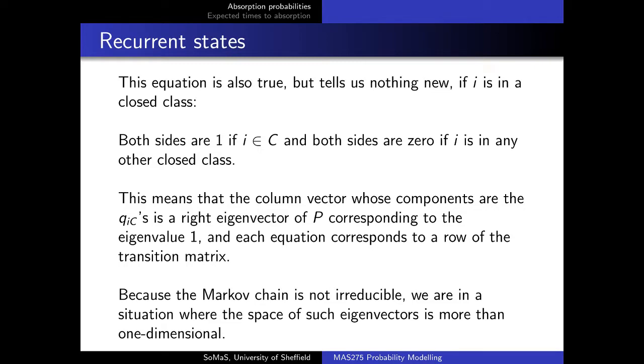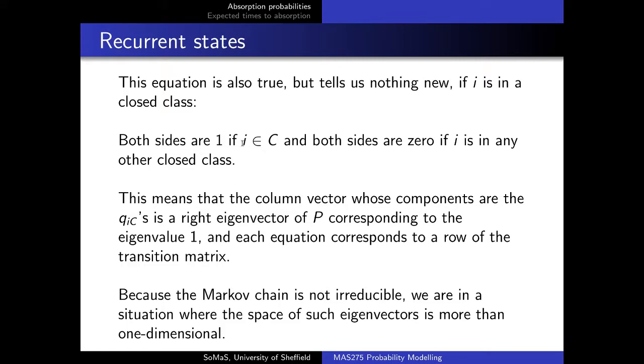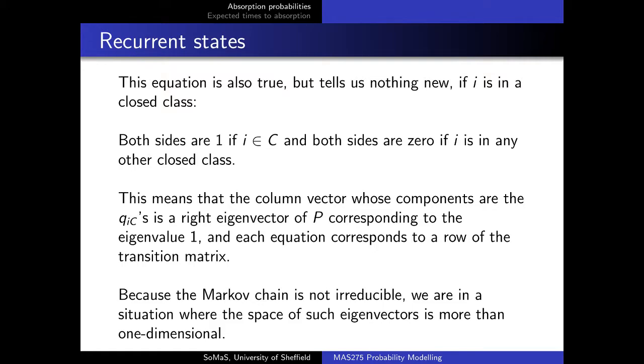And to emphasize what I said before, if i is in one of the closed classes, then this equation gives us nothing. As I said, we know this is 1 or 0, but this will also be 1 or 0. So why is that? If i is in C, then all the j's which matter here will also be in C. So these will all be 1, so this will end up being 1. And if i is outside of C, this is 0, and for all the j's which matter, this is also 0. Both sides are either 1 or 0 if i is in any closed class.